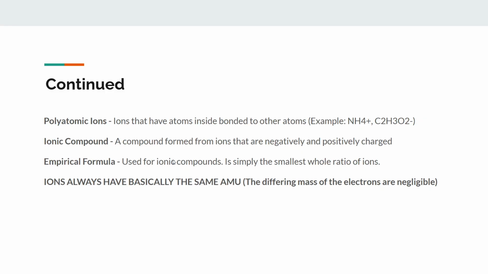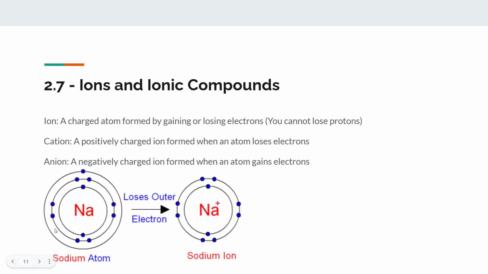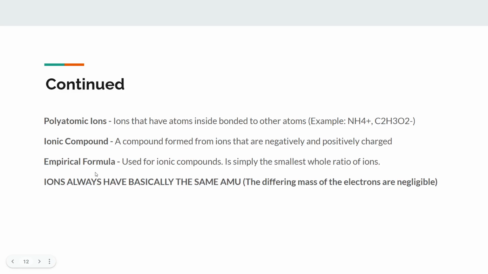An empirical formula is used for ionic compounds and is simply the whole number ratio of ions. And ions always basically have the same AMU. The differing mass of the electrons is negligible. So that basically means that the sodium ion didn't lose any mass. I mean, it technically did because of this tiny electron here, but it's not going to contribute to any weight, or should I say, it won't contribute a huge amount. It's going to be negligible.